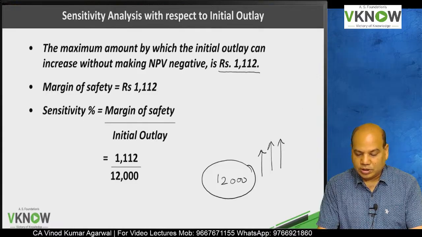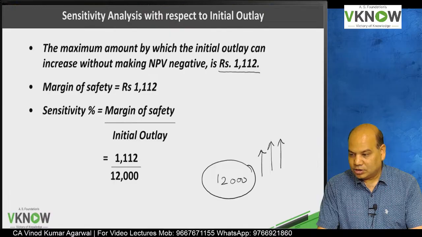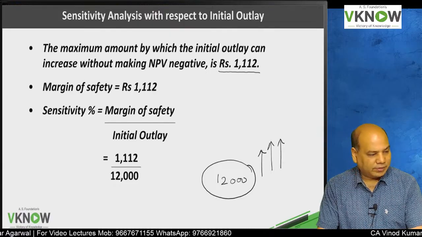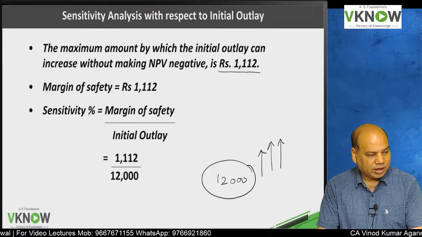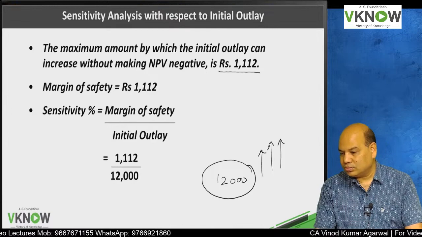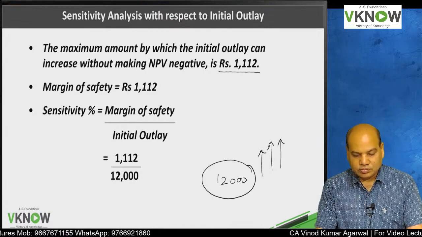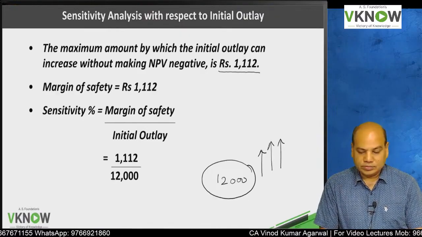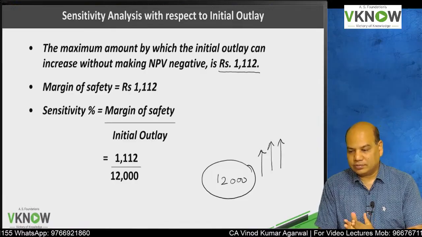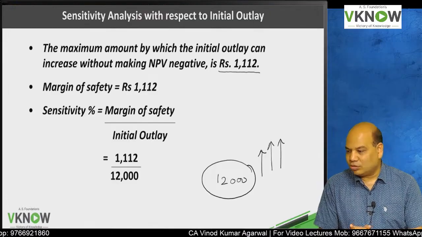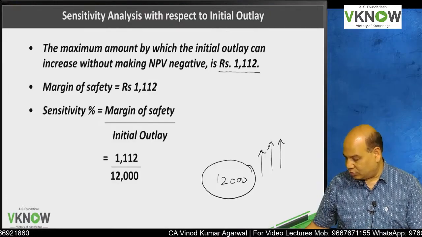The maximum amount by which the initial outlay can increase without making NPV negative is rupees 1112. Therefore, the margin of safety is 1,112. Your NPV is your margin of safety. To the extent you have positive NPV, that is your margin of safety.